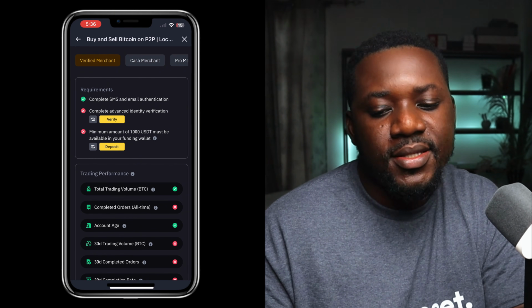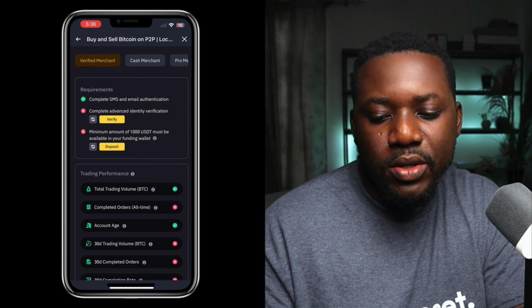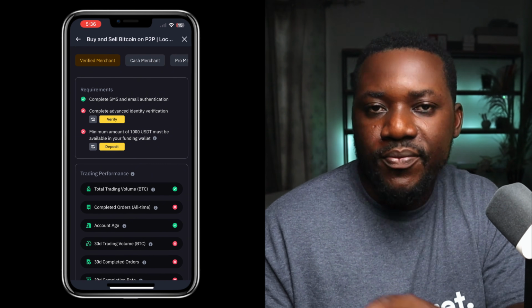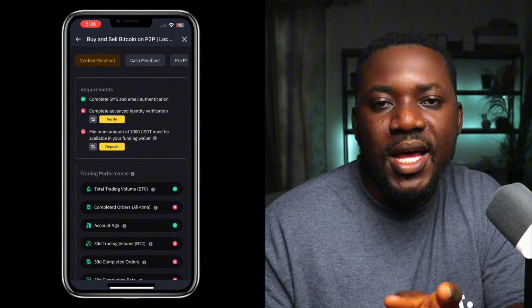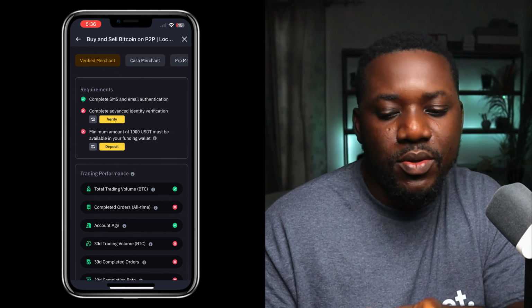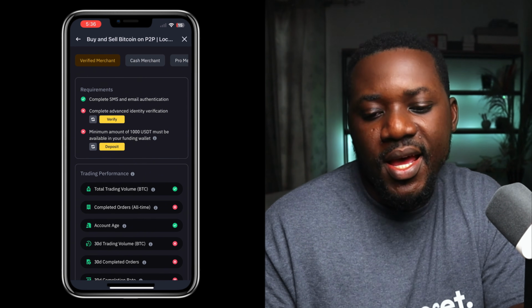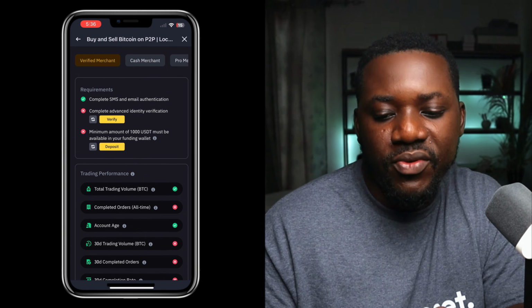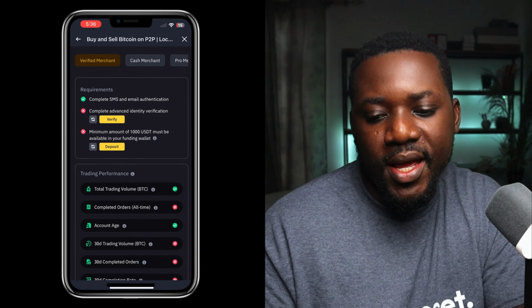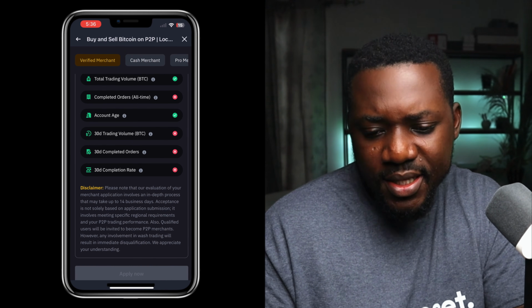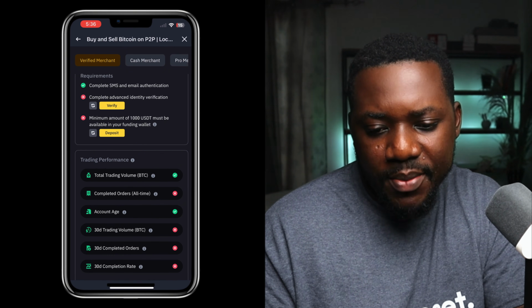Now, the third one is you need a minimum of 1,000 USDT, which has to be deposited in your funding wallet. It's not money you need to spend on the platform. You just have to have it in your funding wallet. So if you deposit 1,000 USDT in your funding wallet and then you complete the advanced identity verification step, you can now go ahead to apply to become a merchant, right? That's basically the whole thing about becoming a merchant.